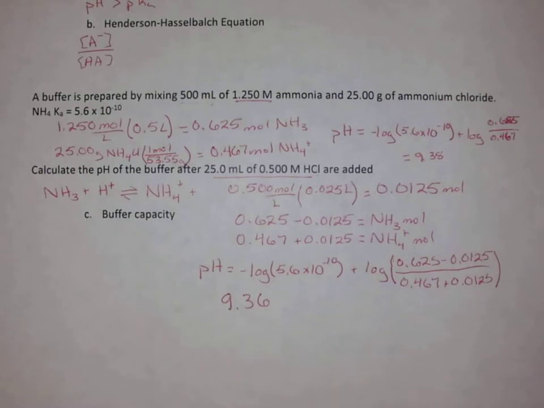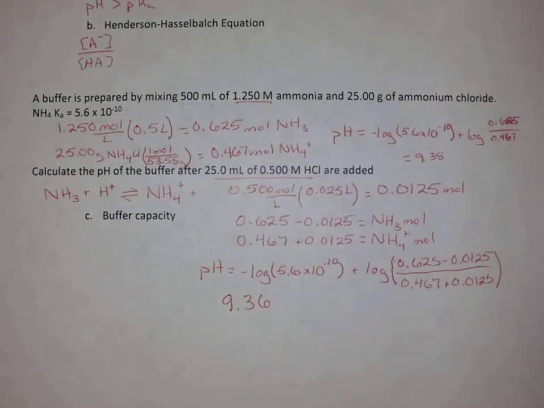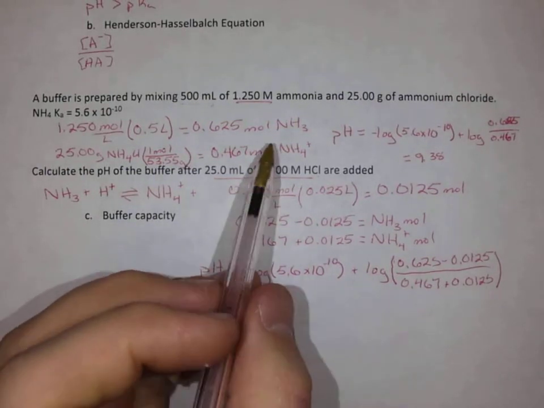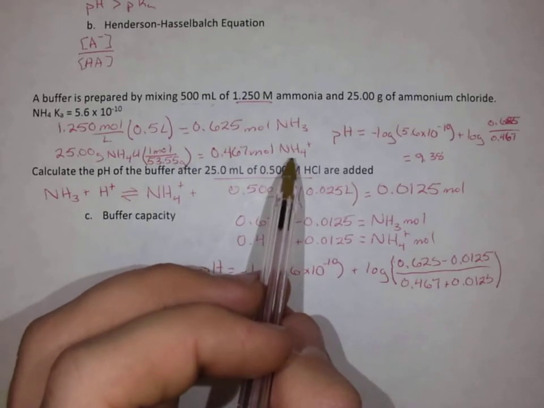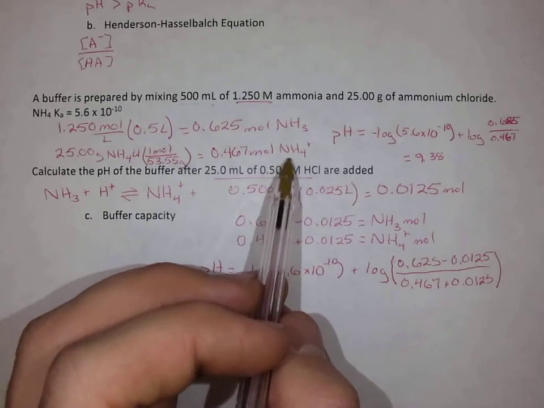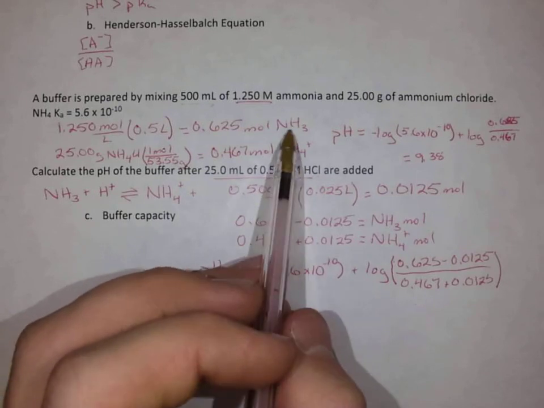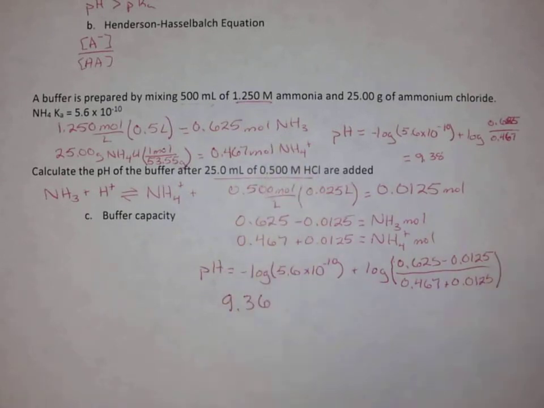So the buffer capacity is really just saying how easily can we change it. And if our base is greater than acid, we're going to have a greater capacity to withstand acid. If our acid was greater than our base, then we would have a greater capacity for the addition of base.